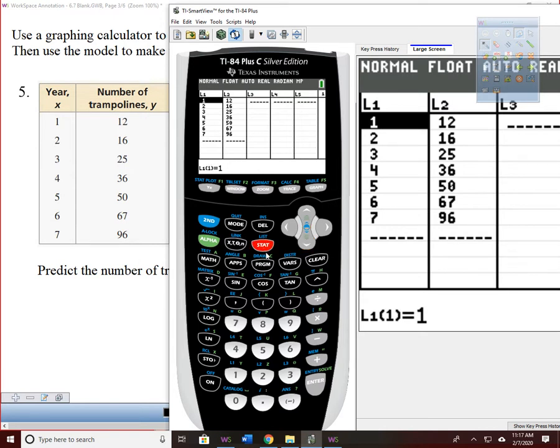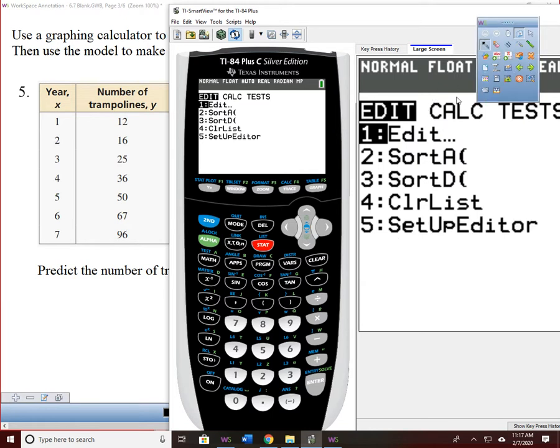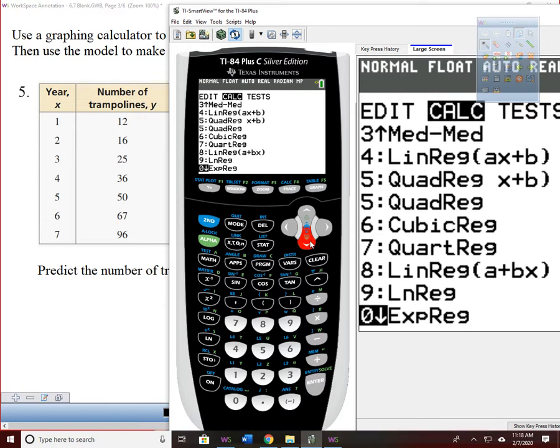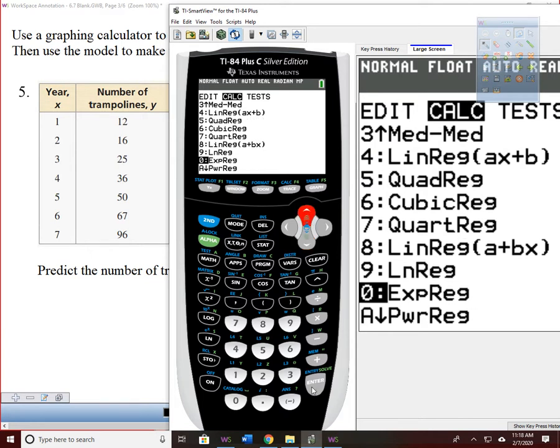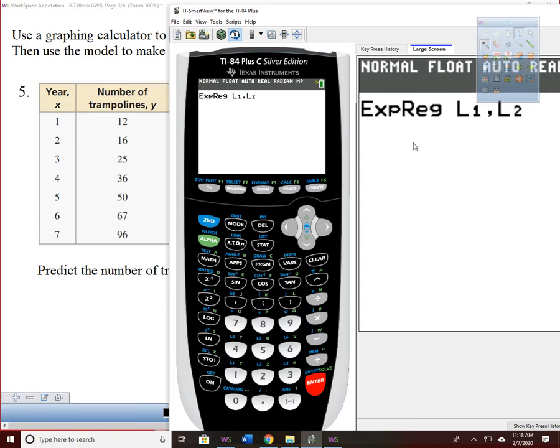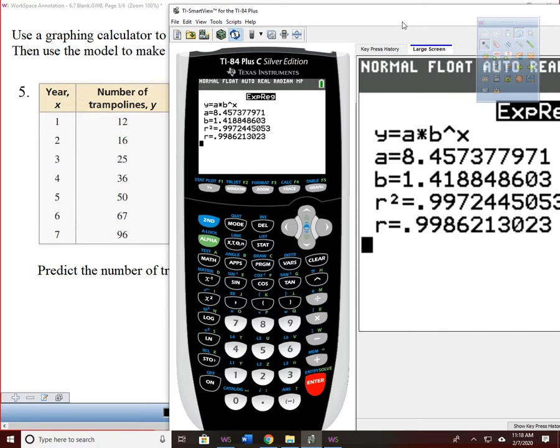So we're going to go back to Stat, but this time we want to do a calculation. So I'm going to arrow to the right to choose Calc for calculation. And I'm looking for exponential, okay? So I have linear, quadratic, cubic, quartic, all right? So I haven't quite found it, and I believe it's down here. I think it's 0. So arrow all the way down, right there. ExpReg, all right? So you're going to click 0, press Enter. So our x's are in list 1, our y's are in list 2, so I'm just going to press Enter until I get all the way down to calculate. Press Enter. And then it gives me the equation.